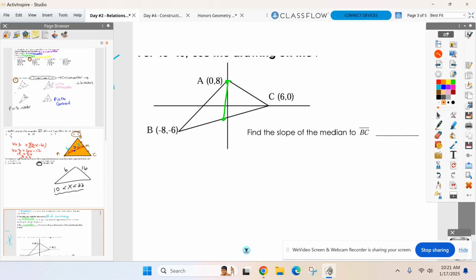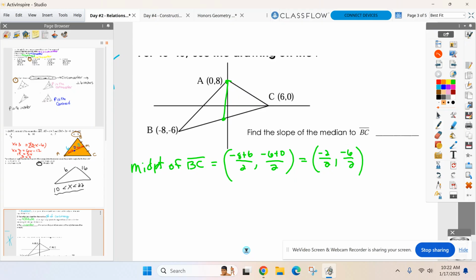Everyone agree? Medians are drawn to the midpoints. So I start from A and I draw it to the midpoint of BC. So we have to figure that out first. Midpoint of BC. I'm not even going to ask. We're going to know it by Tuesday, hopefully. -8 plus 6 divided by 2, and -6 plus 0 divided by 2. What's that? -2 divided by 2 and -6 divided by 2. So the midpoint of BC will be (-1, -3).